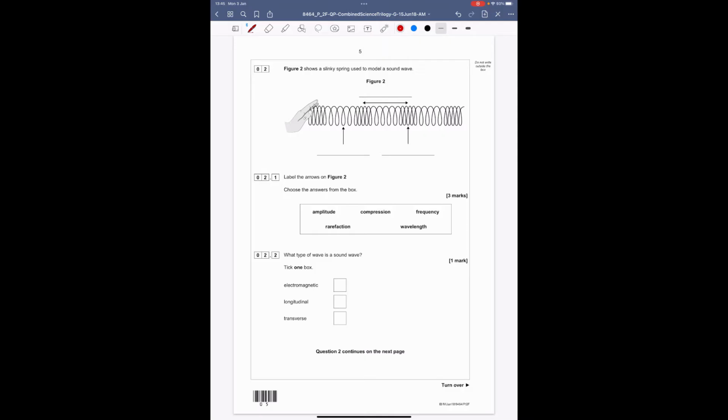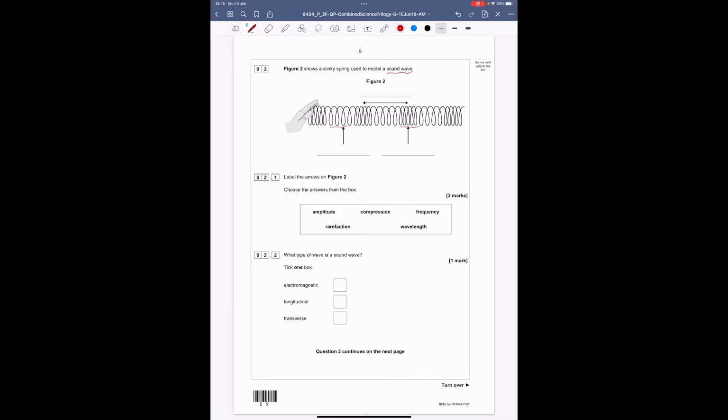Question 2 then. It shows a slinky spring used to model a sound wave. So you've got your slinky spring here, and you've got 3 labels that you have to label on. Now this is a particular type of wave where you've got areas where the spring is closer together and where it is further apart.